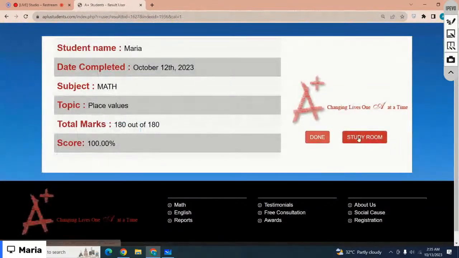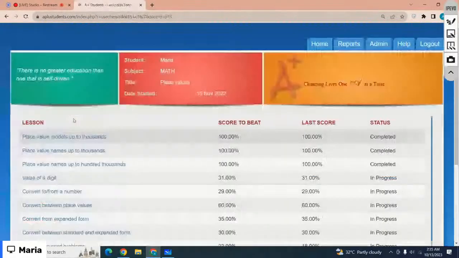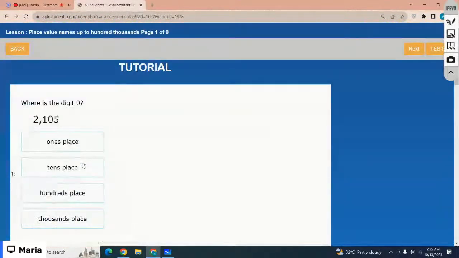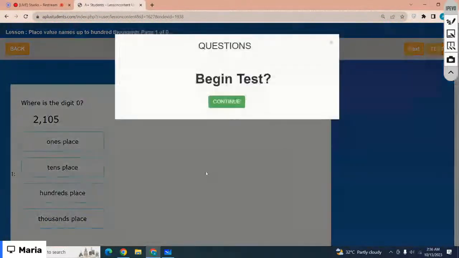Okay, we are done with the lesson. Let's just see the next lesson, right? Because we still have time. So the next one is place value names up to hundred thousands. Okay.